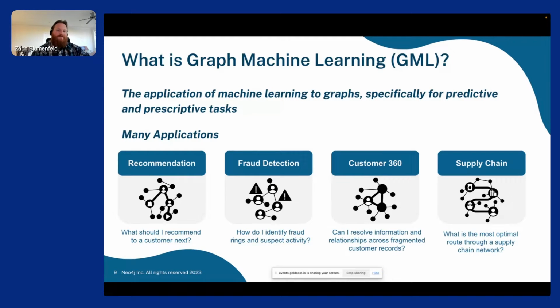It is obviously the application of machine learning to graphs, and specifically for predictive and prescriptive tasks. So this has applications across a wide gamut of use cases, things like recommendations, predicting next best action, identifying fraud patterns, doing entity resolution in customer 360 examples, as well as looking to optimize or find efficiencies in large complex routing networks, logistics, bill of materials, supply chains, things of that nature.